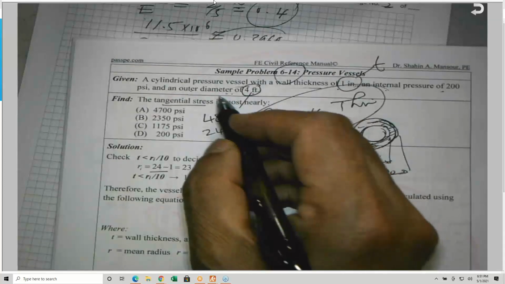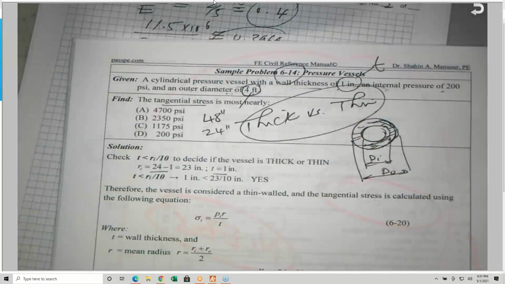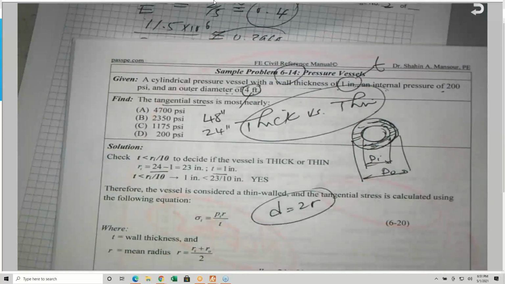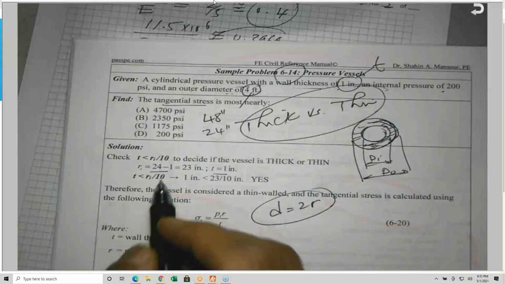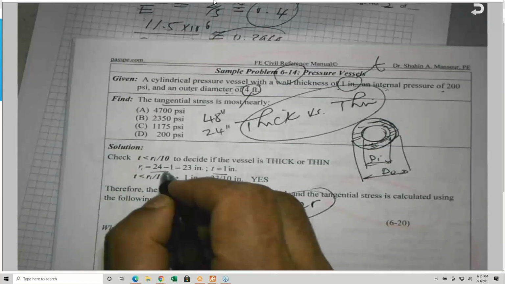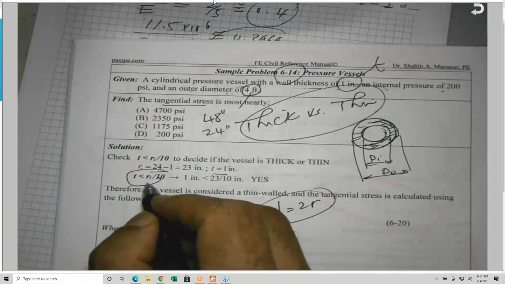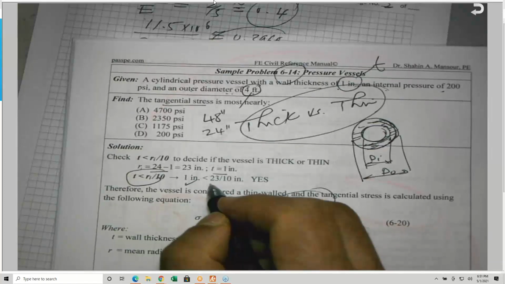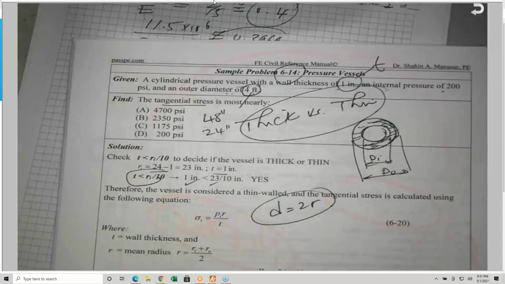Be careful when dealing with radius or diameter. And you know the diameter is equal to 2R. So I check this criterion: is t less than Ri over 10 or not? So it is 1 inch given, and the inside radius is 23 inches.